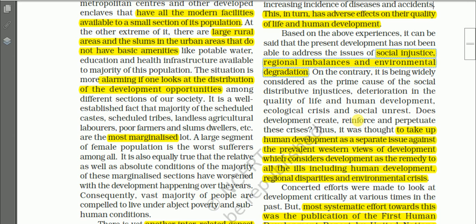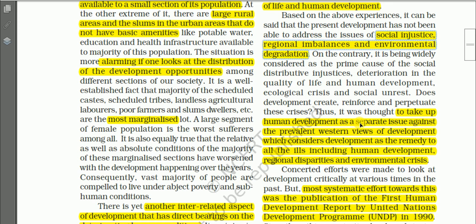Okay, the prime causes are social distributive injustices, then deterioration in the quality of life, which means decline in the quality of life and human development, then ecological crisis and social unrest. Okay, these are the main causes for low human development, low scores in human development.